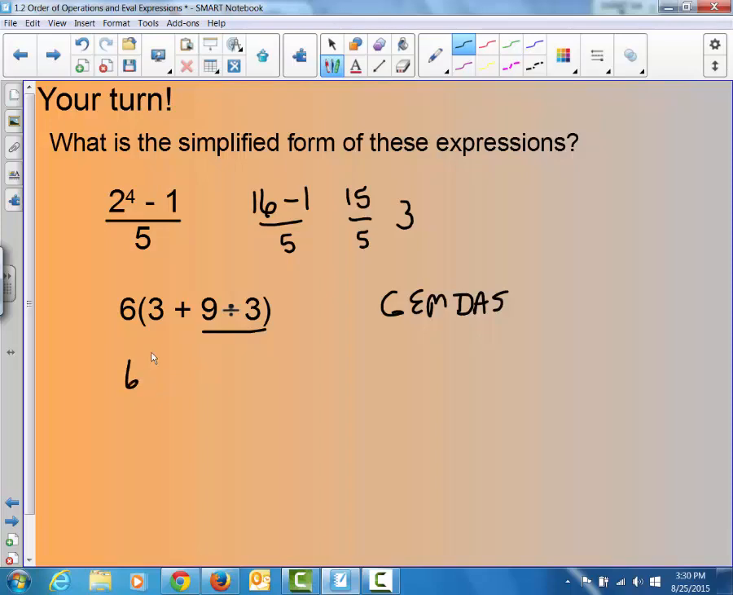So that would be 6 times (3 plus 9 divided by 3), and 9 divided by 3 is 3. So we've taken care of the division that was inside the grouping symbol. We still have a grouping symbol there. So we've got to go 6 times (3 plus 3 is 6). And 6 times 6 is 36.